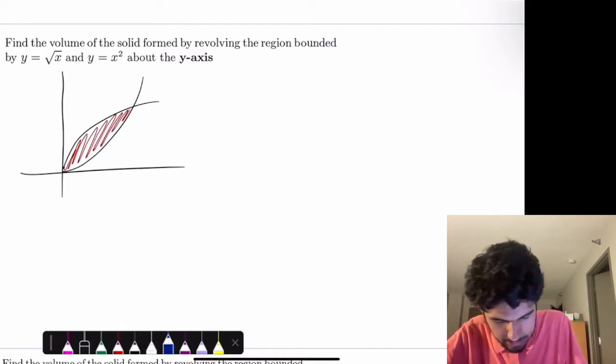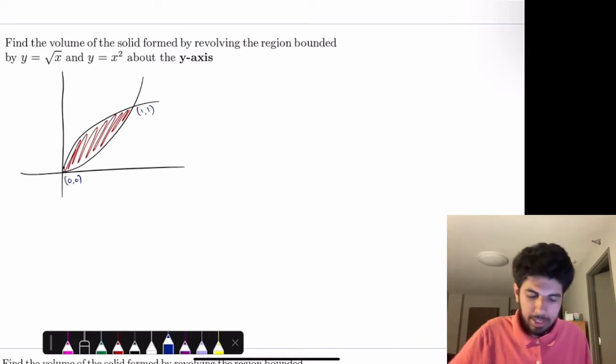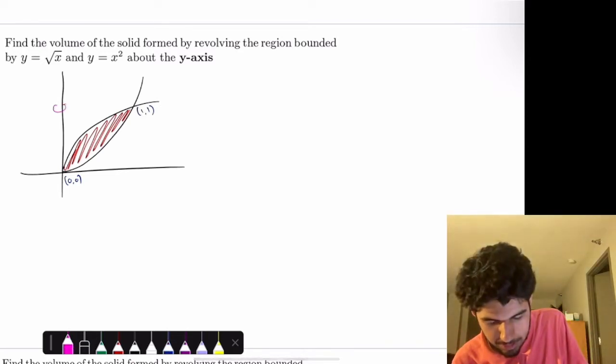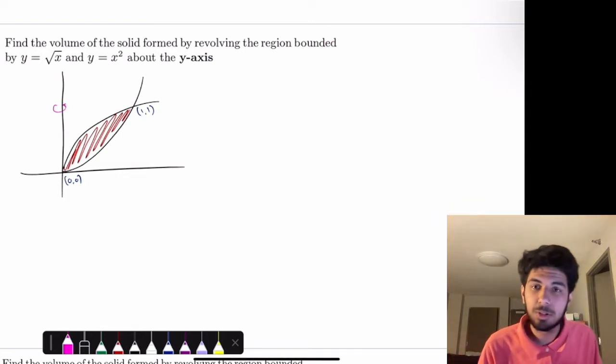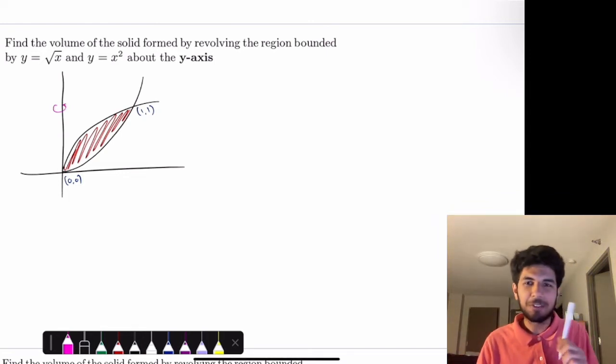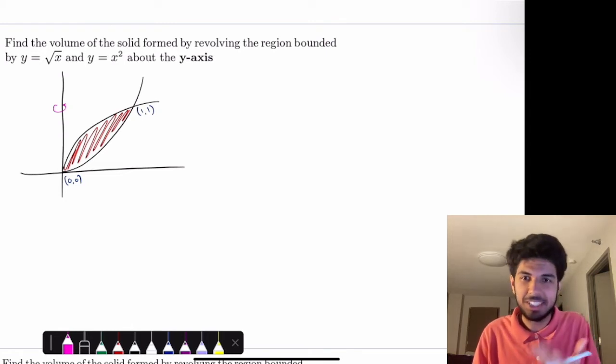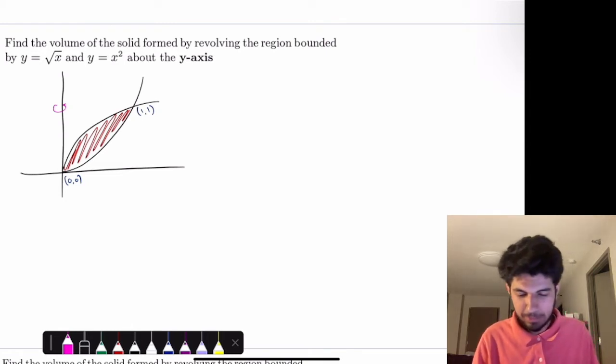And then we had (0, 0) and we had (1, 1). And now we're revolving it about the y-axis. So I'll draw my little pink arrow here to indicate how we're revolving it. And now when you revolve it, it'll be a bowl that's upright, so you can put cereal in it comfortably without it spilling.